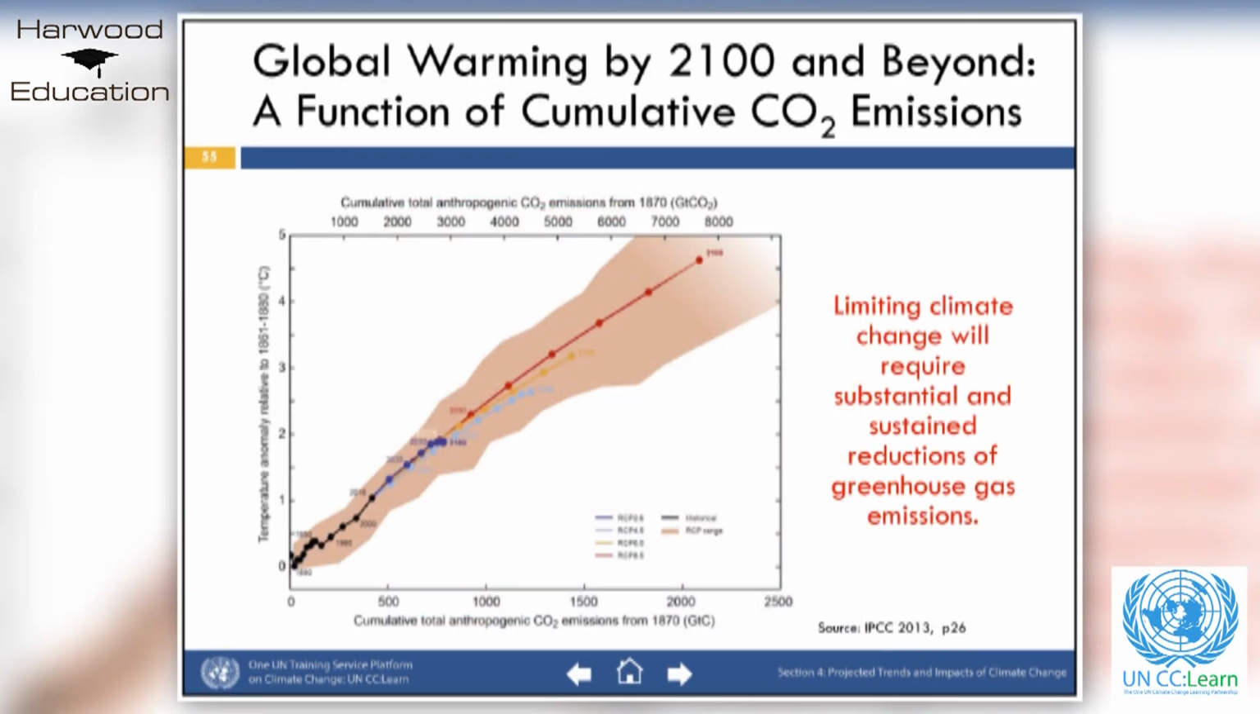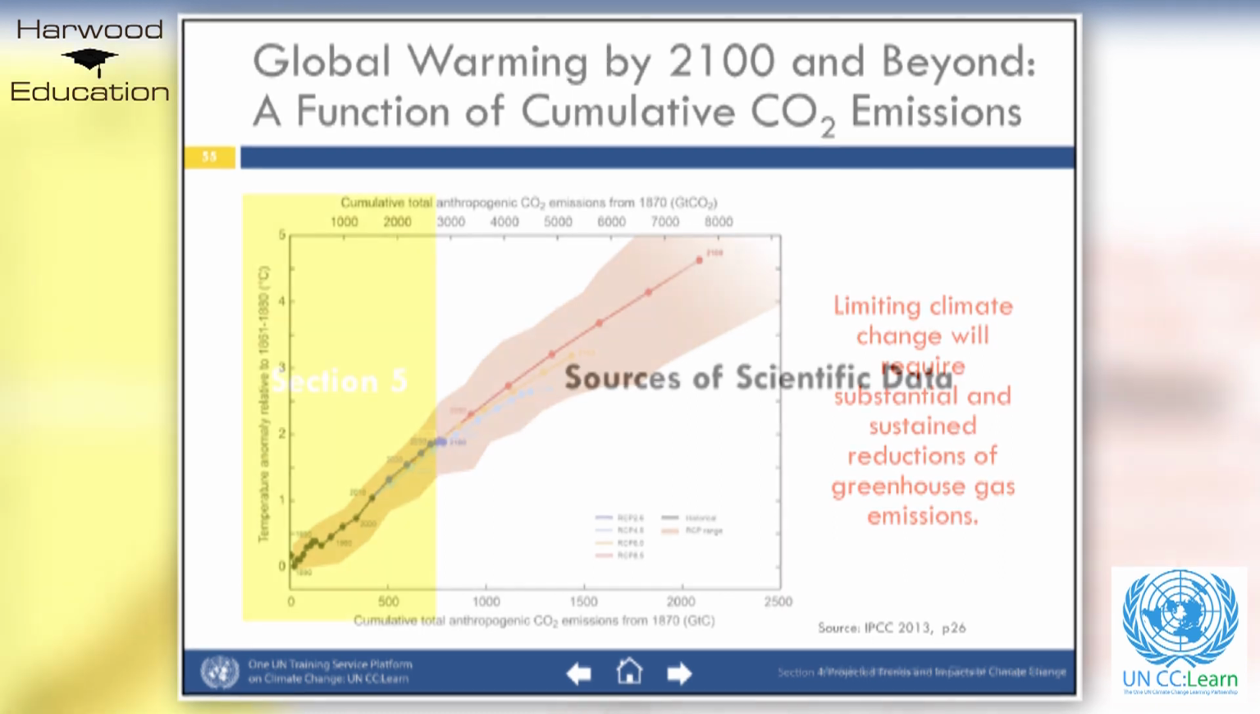Further information. The horizontal axis on the bottom of the graph indicates cumulative emissions in gigatons of carbon, GtC, while the top axis indicates emission levels in gigatons of carbon dioxide, GtCO2. 1 GtC corresponds to 3.667 GtCO2.